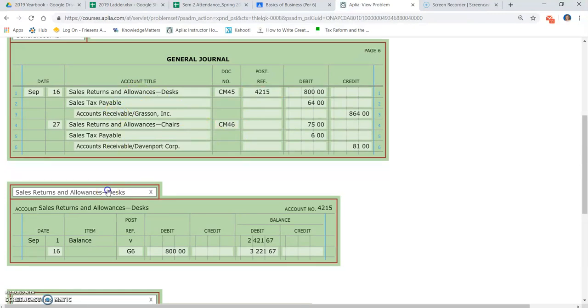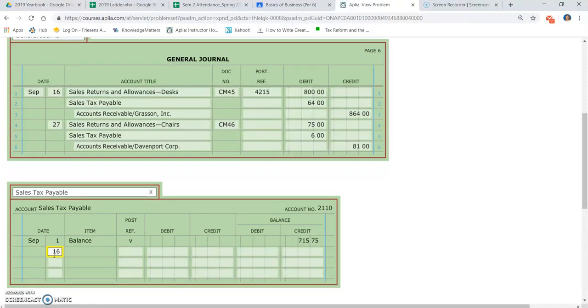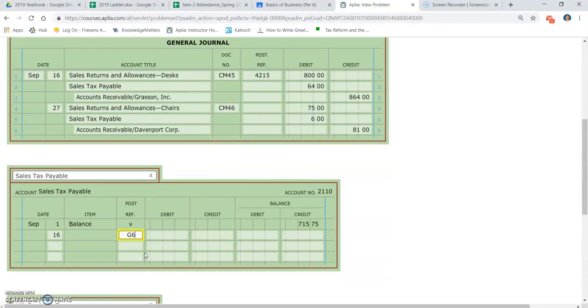Next up is our sales tax. Again, that's in our general ledger. So we open our sales tax payable. Again, this is on the 16th. We have G6. Debit of 64. So again, here we're subtracting because remember sales tax has a normal credit balance, and because this is a return, we're actually decreasing that amount. So we go down to $651.75. And then we plug our account number 2,110 back up in our post reference account.